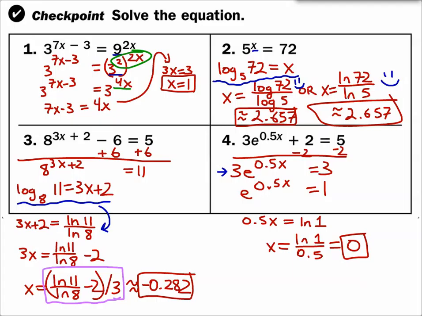That's great. Trade it in for log form because the x is in the exponent. Boom. 0.5x equals natural log of 1. Because this one has e as the base, you really want to use natural log here. Trust me. And then divide by 0.5, and it ends up as exactly 0.